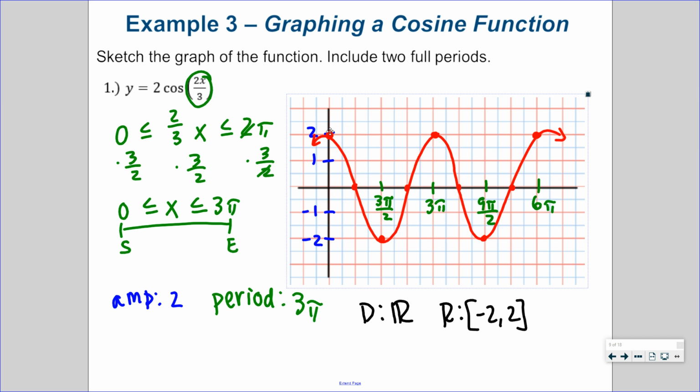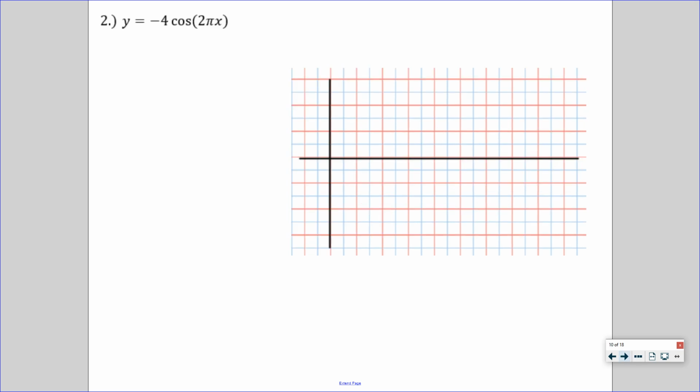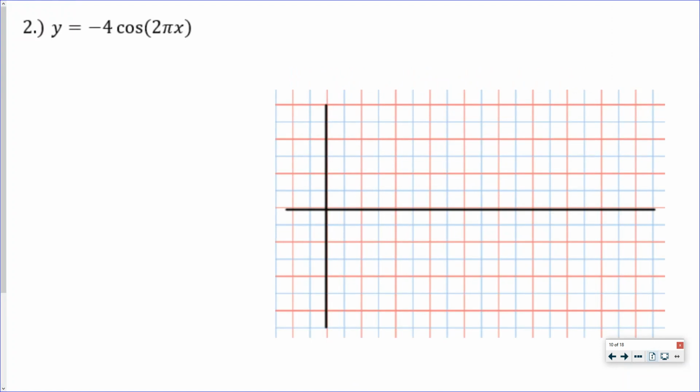I think the directions on the homework are the same as this: sketch the graph and you have to include 2 full periods. Okay, that was level 3. Level 4. What jumps out at you right away with this one? This is negative. It's a negative, so we're going to have to reflect it.